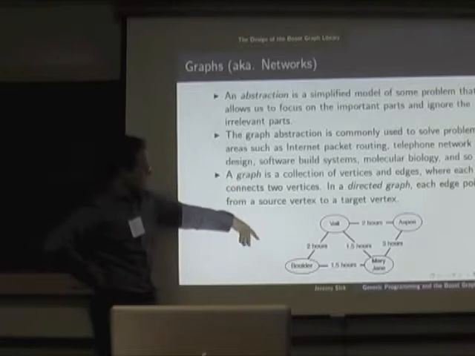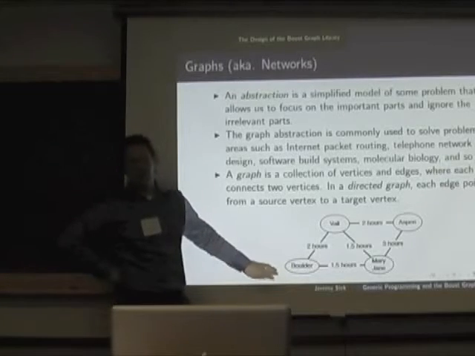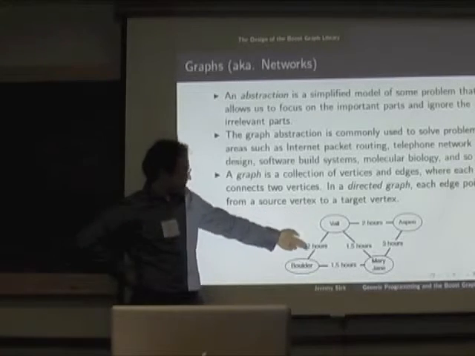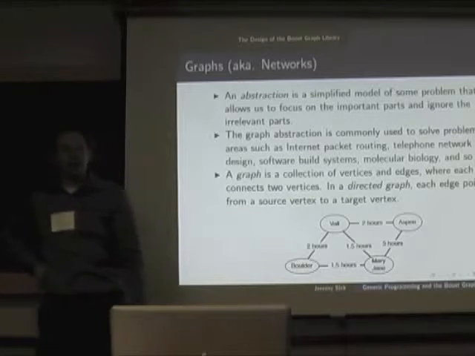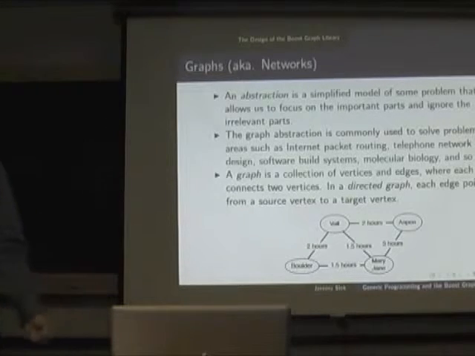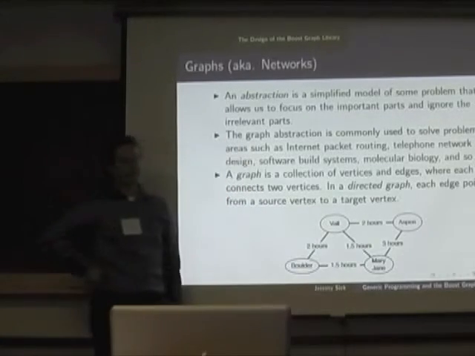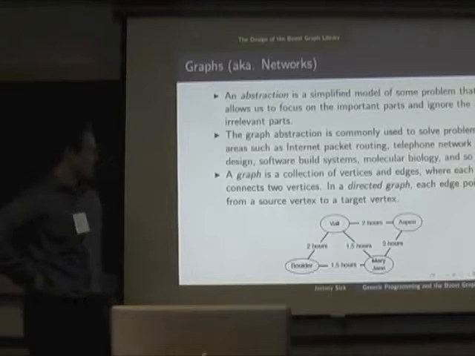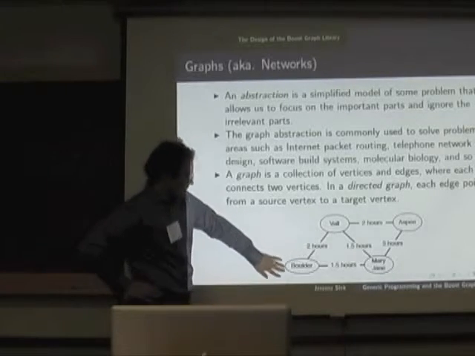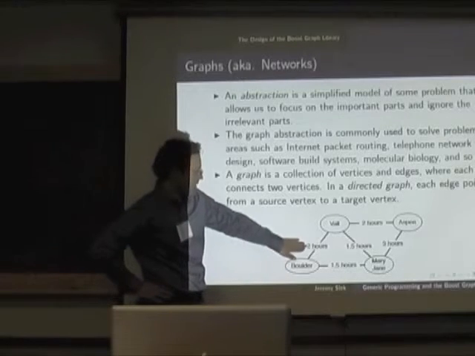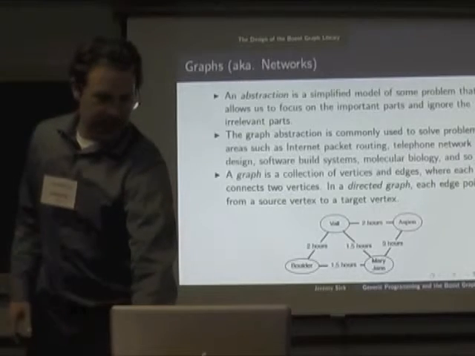So what we have here in a graph is vertices, also called nodes, and then edges. Here's a simple graph describing how long it takes to drive from one city to the next in Colorado, or not necessarily city. Mary Jane is just my favorite place to ski. You don't necessarily have to have labels on the edges, but here I'm labeling the edges with the time.